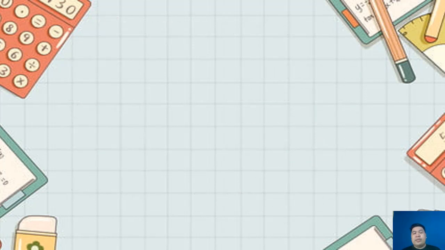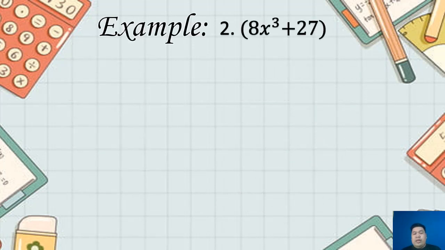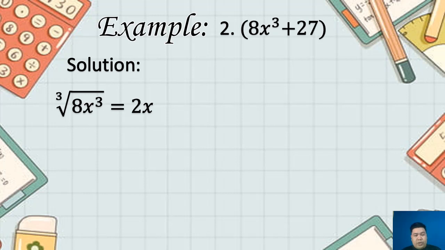Now, let's have example number 2. The given is 8x cubed plus 27. The first step is getting the binomial. First, cube root the first term: the cube root of 8x cubed is 2x. Then the cube root of 27 is 3. Now we have the extracted roots, and our binomial is 2x plus 3.